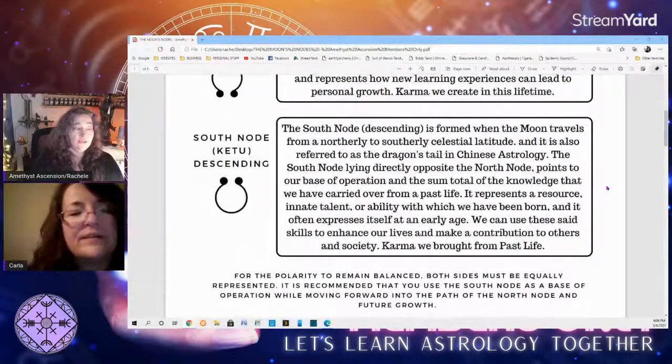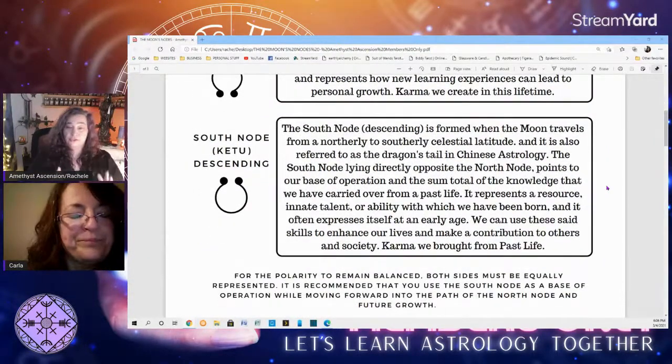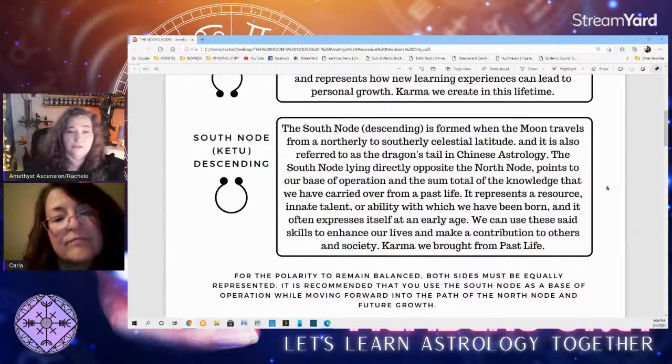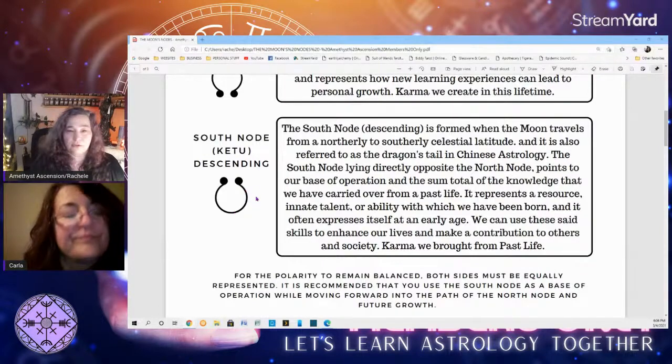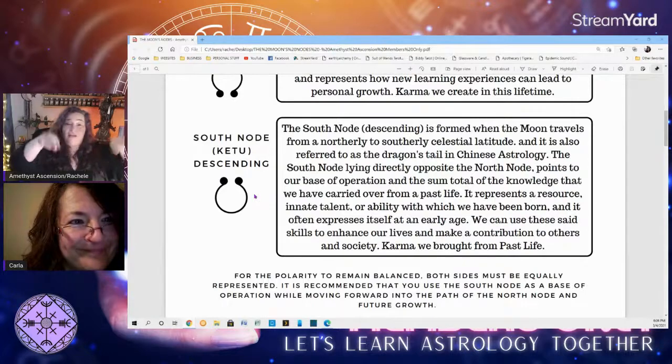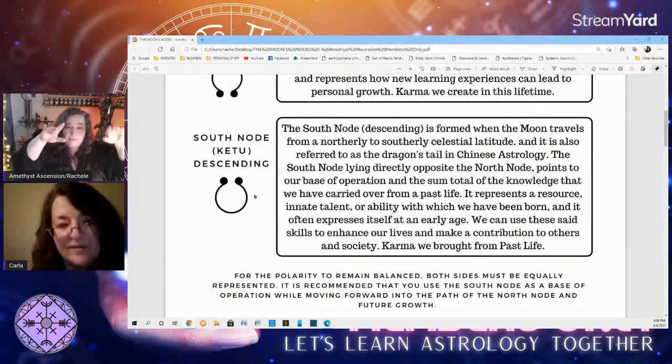Okay. So the south node, which is referred to in Vedic astrology as Ketu, is the descending. So you'll see it's like the little loop, but this way the little circles are on the top.